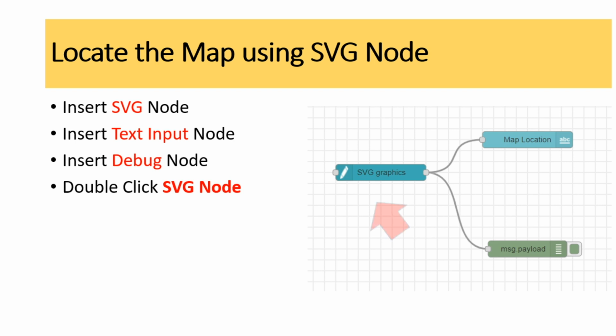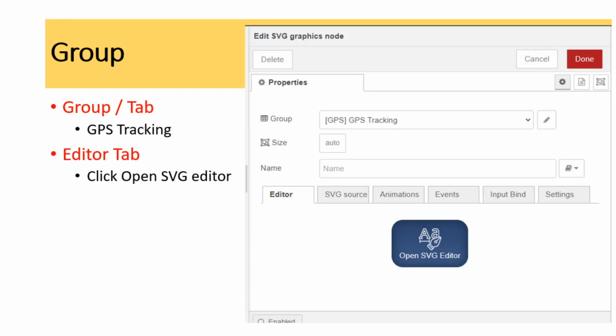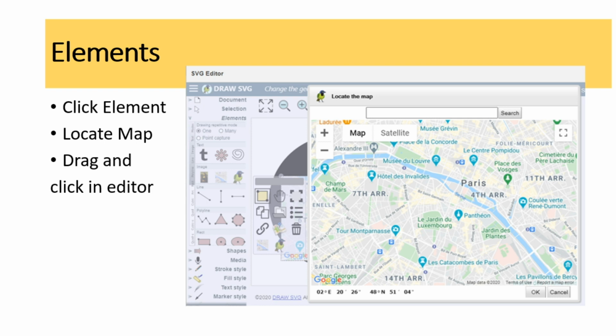Then you just double click your SVG node. Once we double click our SVG node, we'll get the SVG edit properties like this. So here you just configure the group and tab. So I'm going to keep GPS tracking and the tab name as GPS. Then you just click the editor, then you just double click open SVG editor. Once you do, automatically your SVG editor will be populated here.